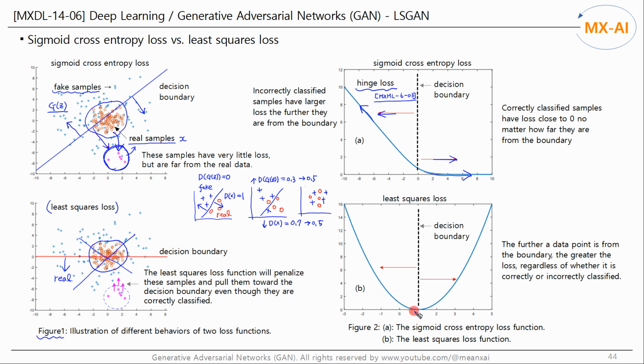The least squares loss function looks like this. This is the decision boundary. The further a data point is from the boundary, the greater the loss, regardless of whether it is correctly or incorrectly classified. That is, using the least squares loss function increases the loss for these samples. The least squares loss function will then penalize these samples and pull them toward the decision boundary, even though they are correctly classified. Based on this property, LSGANs are able to generate samples that are closer to real data.